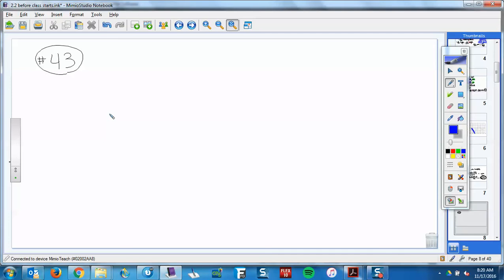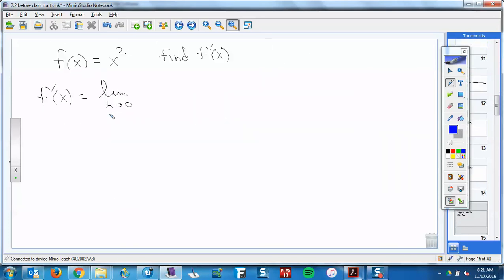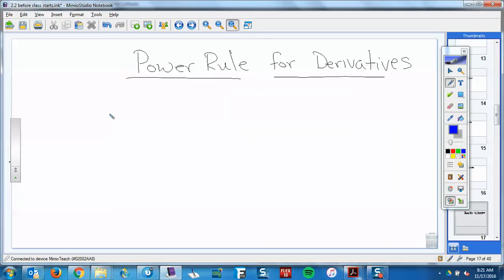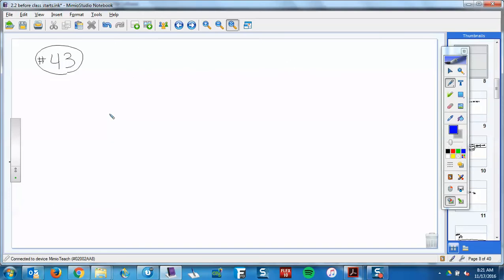So on 43, x cubed. All right, so on 43, we've got a limit, so we're supposed to find what? F prime of 4 on these, okay? So let's go through this.